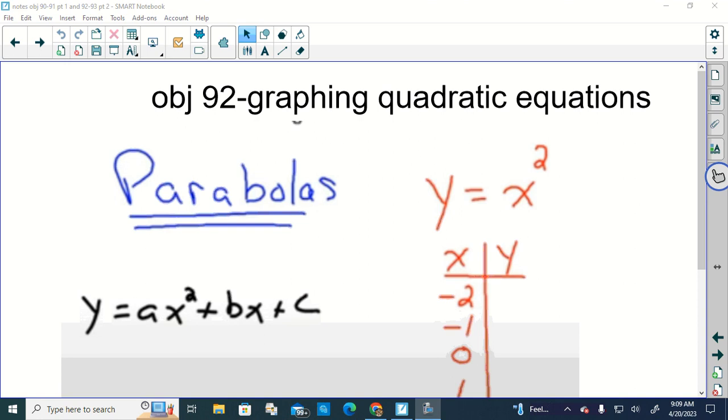Okay, so today's notes are going to be a little bit longer than normal, and we're going to actually do 92 and 93. 93 is not a whole lot different than 92, other than you're going to have inequalities instead of the equal sign in between. Okay, so I'm going to put them all in there together.